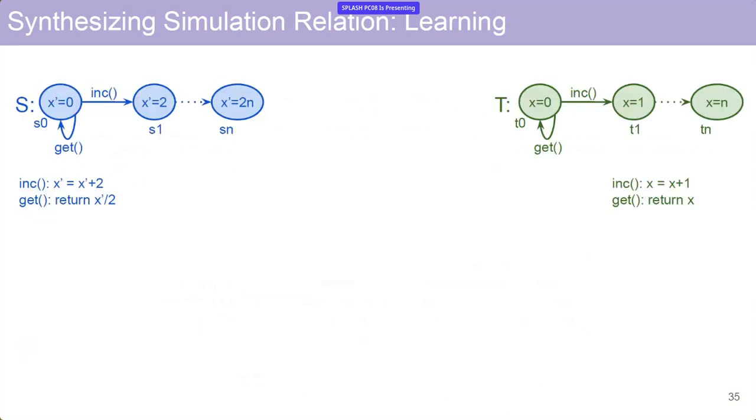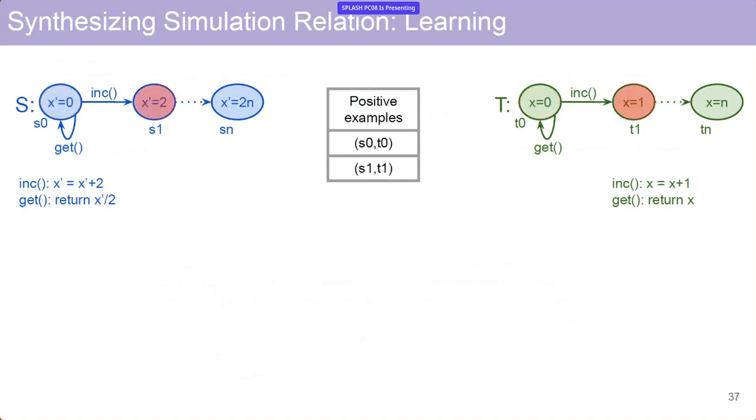So let's look at the example from before, where we present it as a state machine. For the first source, we increment by 2 and the observer divides x prime by 2, and for the other, we increment by 1 and return x. So here, one positive example is the pair of initial states. Then we take lockstep execution, we take another pair of states, and we follow the same process.